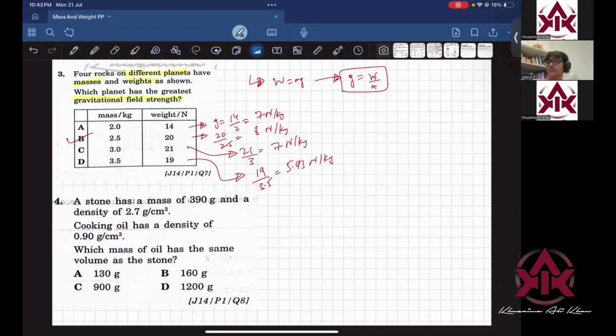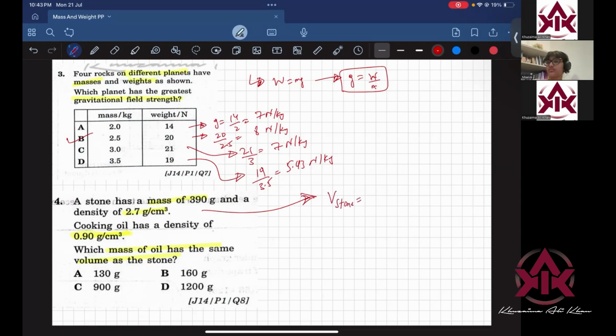Okay, so what is question number 4 saying? You have a stone that has a mass of 390 grams. It has a density of 2.7 gram per centimeter cube. Then you have cooking oil whose density is 0.9 gram per centimeter cube. Which mass of oil has the same volume as the stone, right? First of all, we can find the volume of stone from the data given to us.